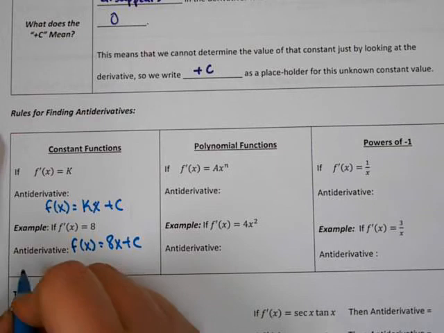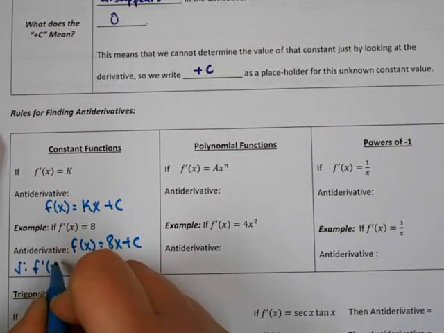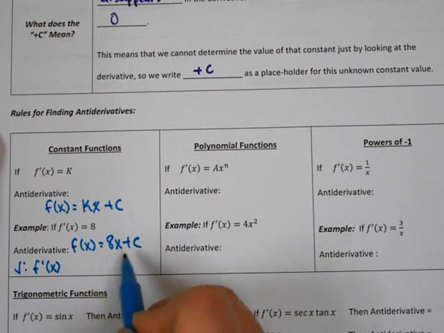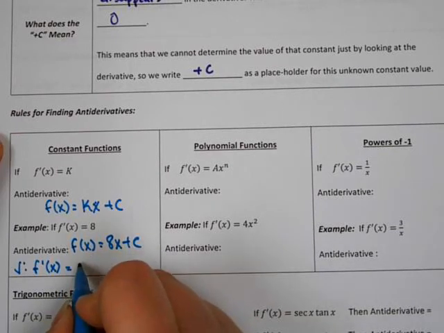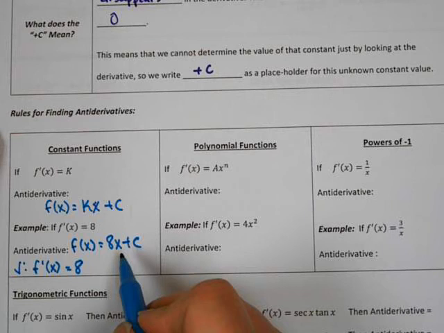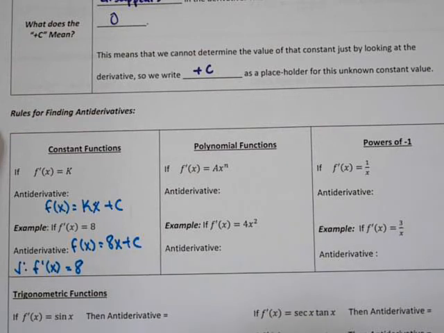All right, and we can always check ourselves. We can just take the derivative. So if f of x is 8x plus c, then f prime of x is going to be 8, the x is going to disappear, and the c is going to disappear. So we know that we're correct on that.